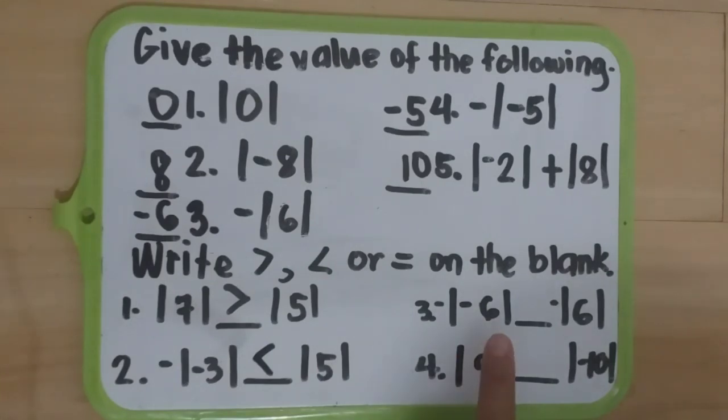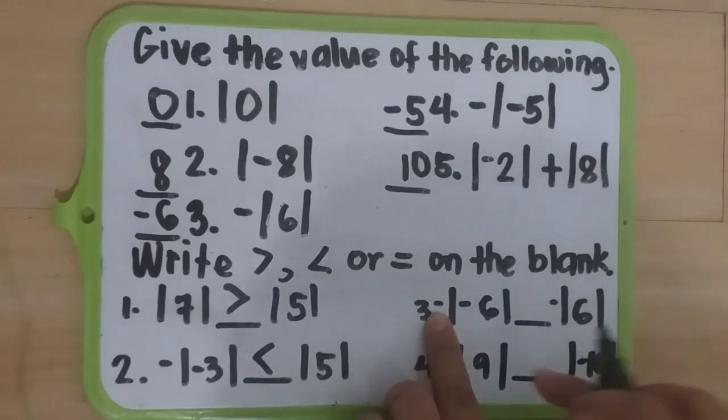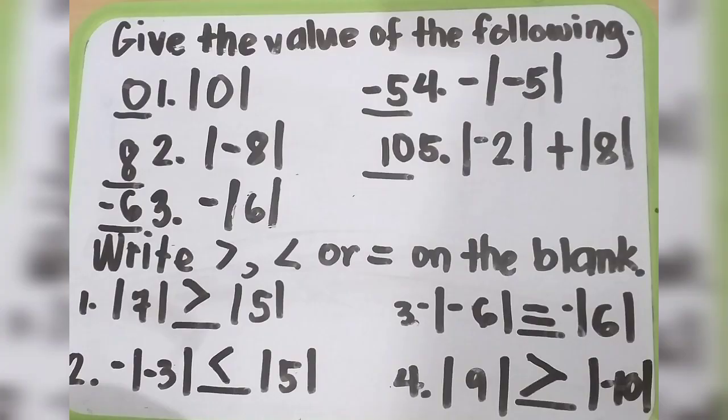Next, for number 3, we have negative the absolute value of negative 6. So, ang sagot natin dito ay may negative sa labas. Absolute value of negative 6 is negative 6. So, ang sagot natin dito ay equal. So, number 4 is 9 is greater than 10.